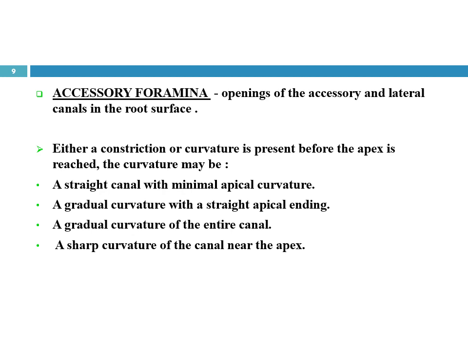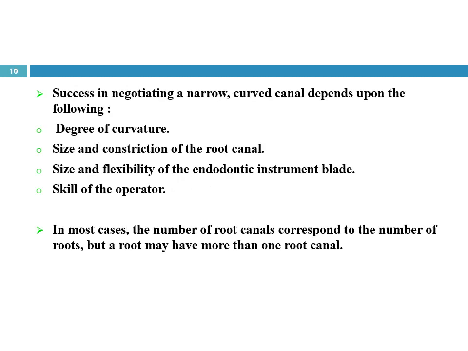So either a constriction or a curvature is present near the apex. The curvature may be straight with minimal apical curvature, or there may be a gradual curvature with a straight apical ending, or there can be a gradual curvature of the entire canal or a sharp curvature of the canal near the apex. The success in negotiating a curved canal depends on the degree of the curvature, the size and the constriction of the root canal, the flexibility of the instrument blade, and the skill of the operator. In most cases, the canals correspond to the number of roots, but a root may have more than one root canal.